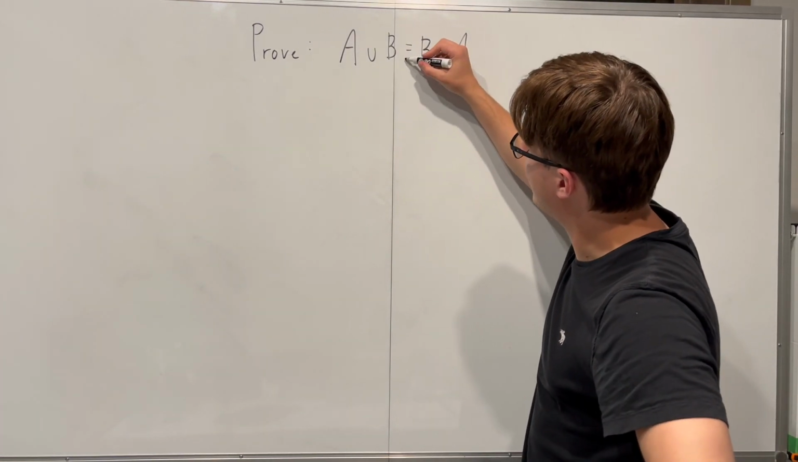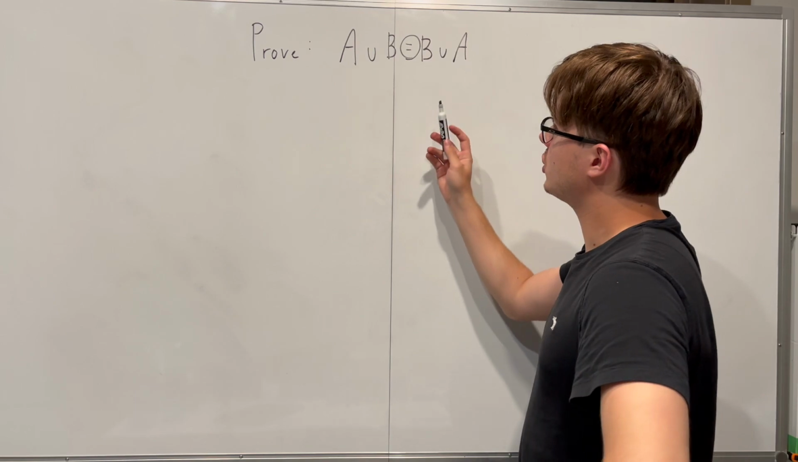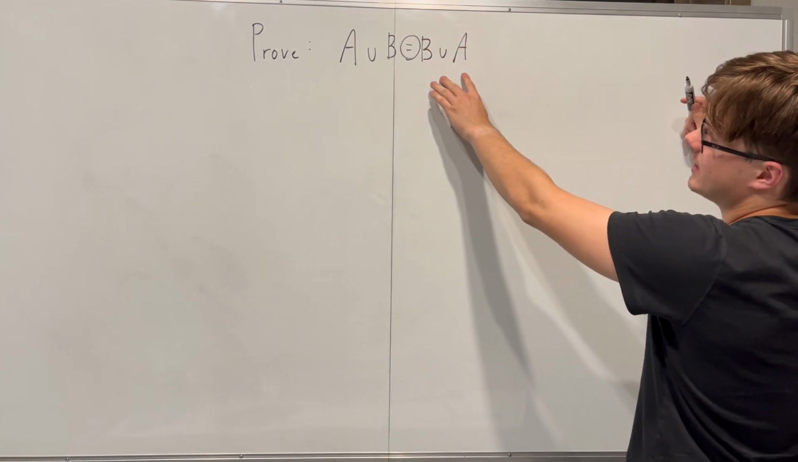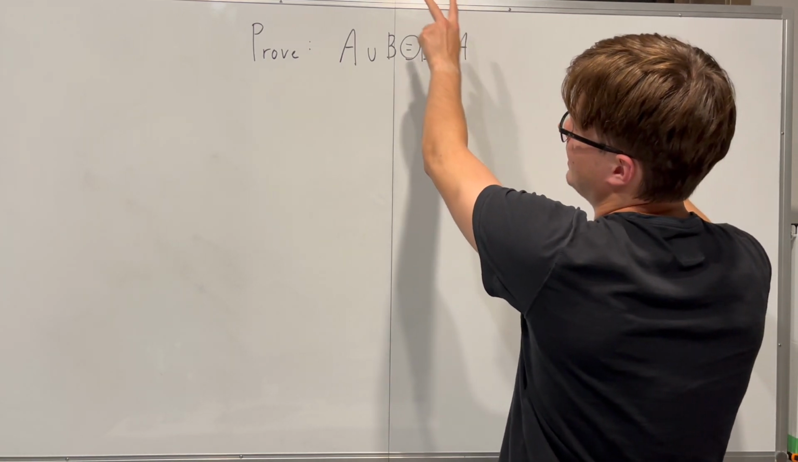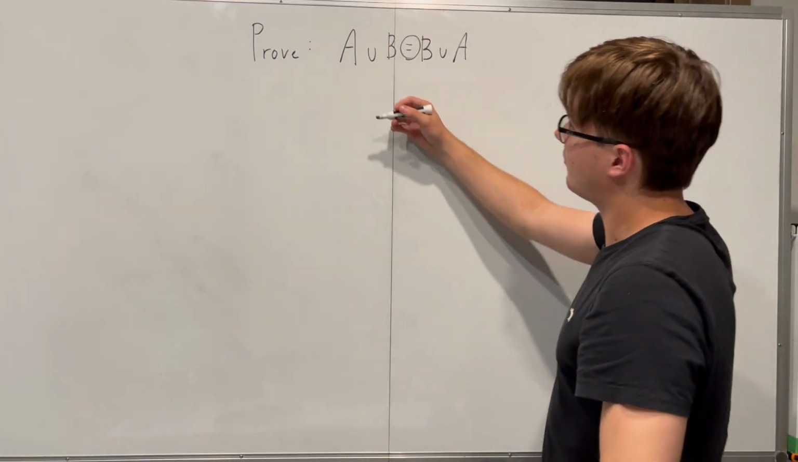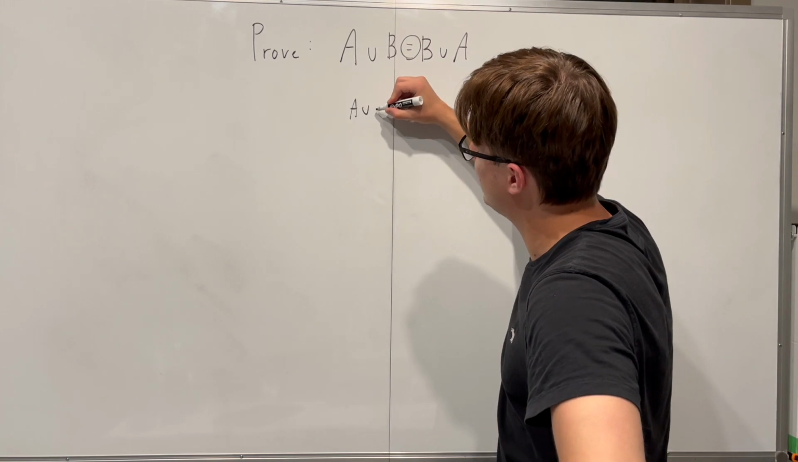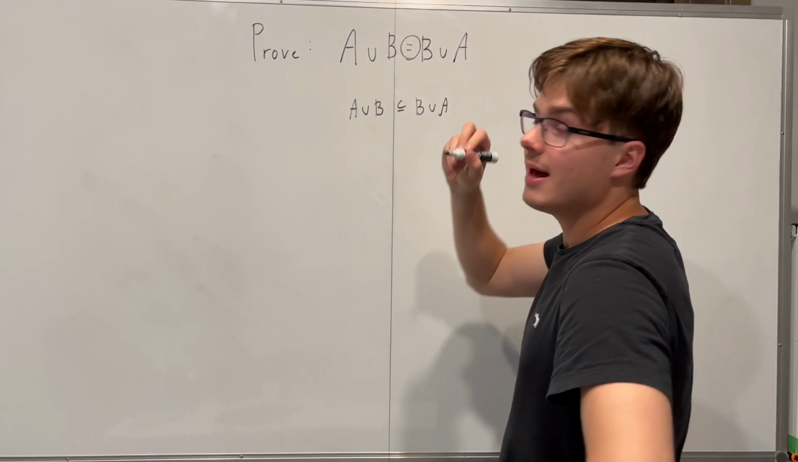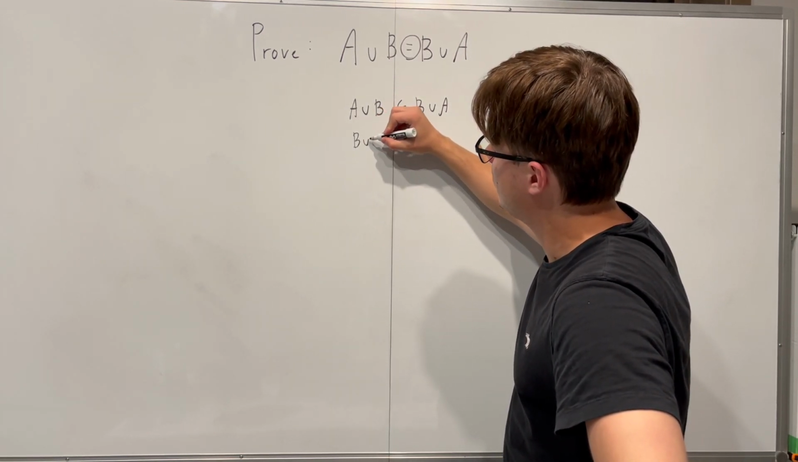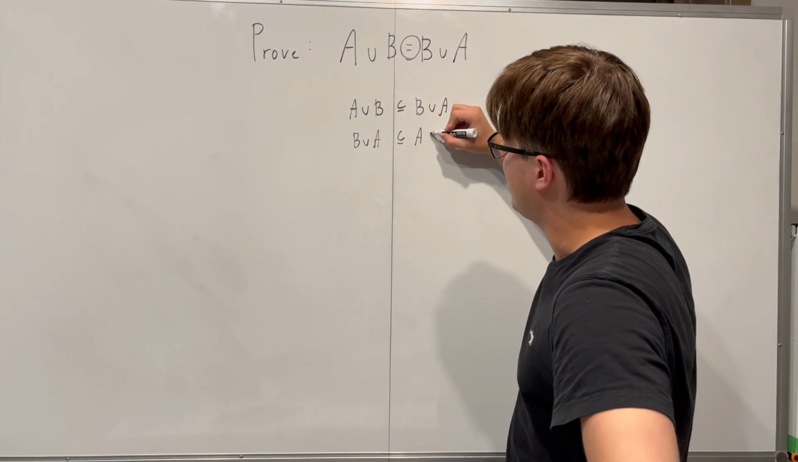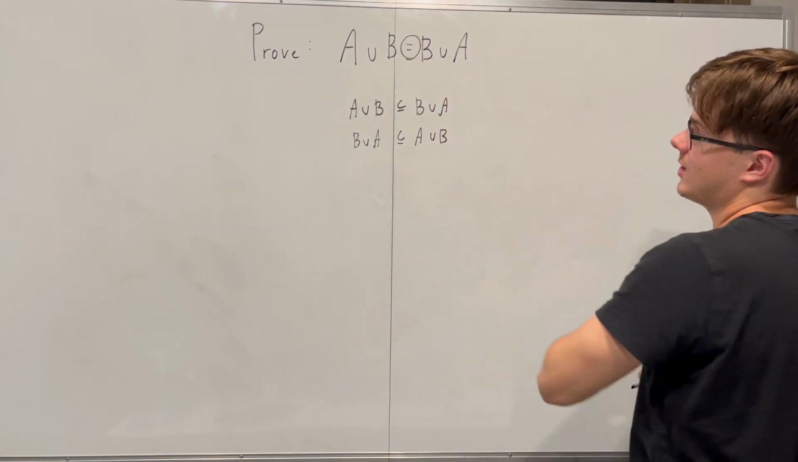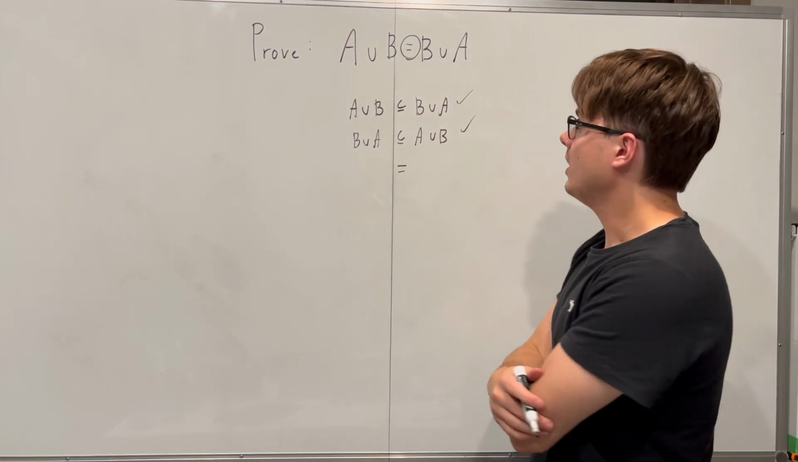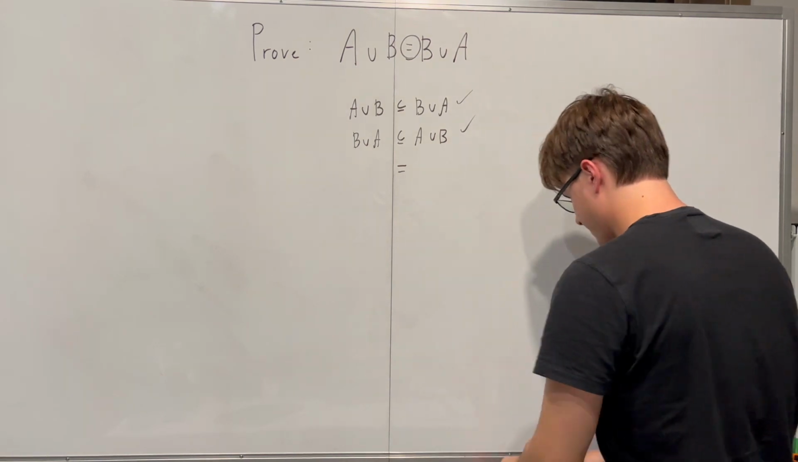Well, because this is an equality, this means that we have to show everything on the left-hand side is going to be an element of the right-hand side, and everything on the right-hand side is going to be an element of the left-hand side. So that means the following two things have to be true. It must be true that A union B is a subset of B union A, and it must be true that B union A is a subset of A union B. This is how you prove two things are equal. So both of these must be true before we can say that they are the same. So let's go ahead and prove this.